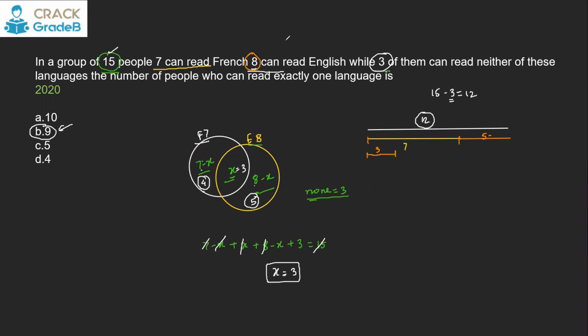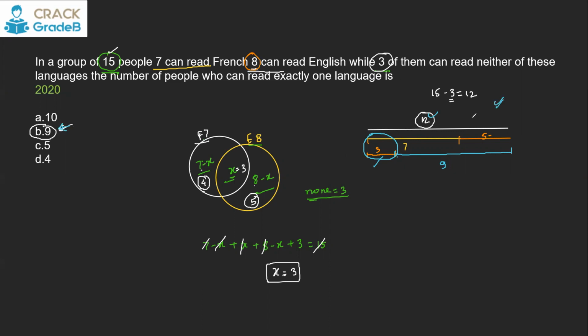That means, if I ask you now, looking at the figure, how many people will have exactly one coupon? So these 3 people, this entire length is 3. These 3 people have both the coupons. So out of 12, if these 3 have both the coupons, the remaining 9, this is the length of 9 people who have only one coupon. And hence the answer is 9.